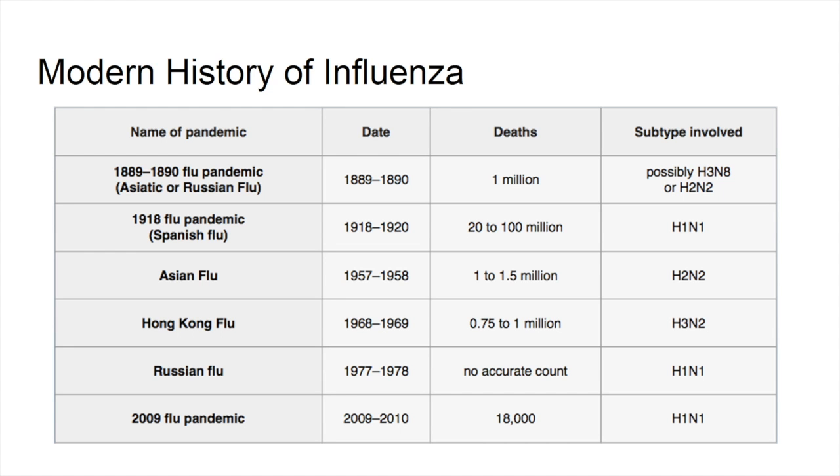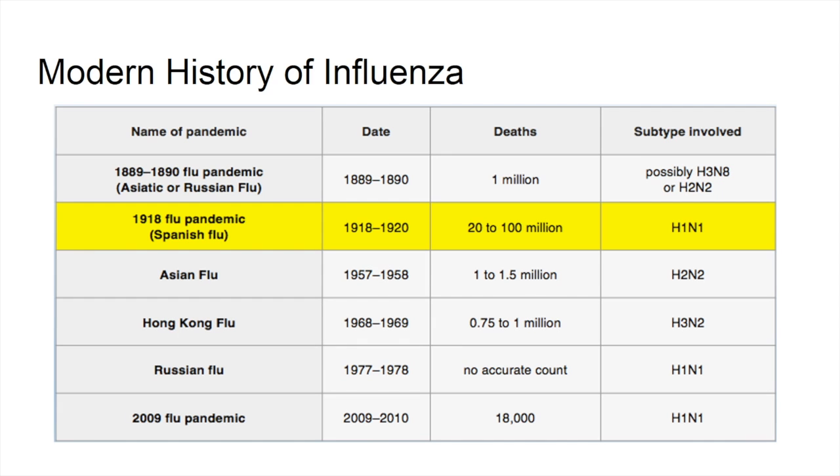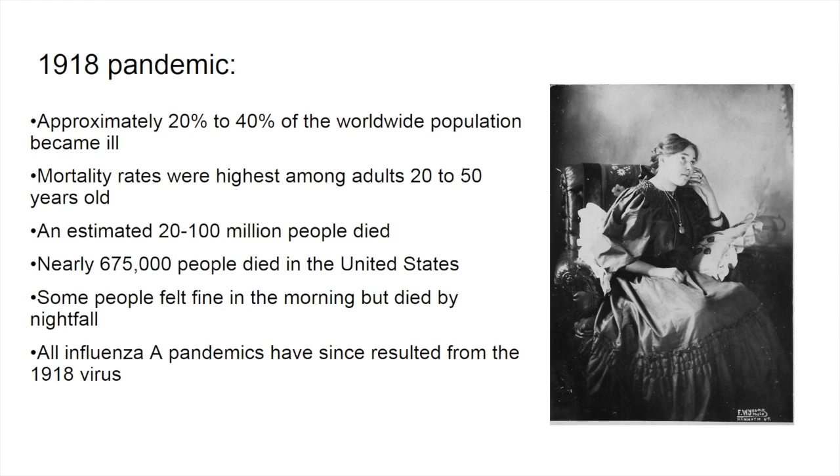We'll discuss a few of the outbreaks in the past 100 years. The Spanish flu pandemic of 1918. This is the biggest influenza pandemic ever recorded. Between 20 and 40% of the world population contracted the virus.